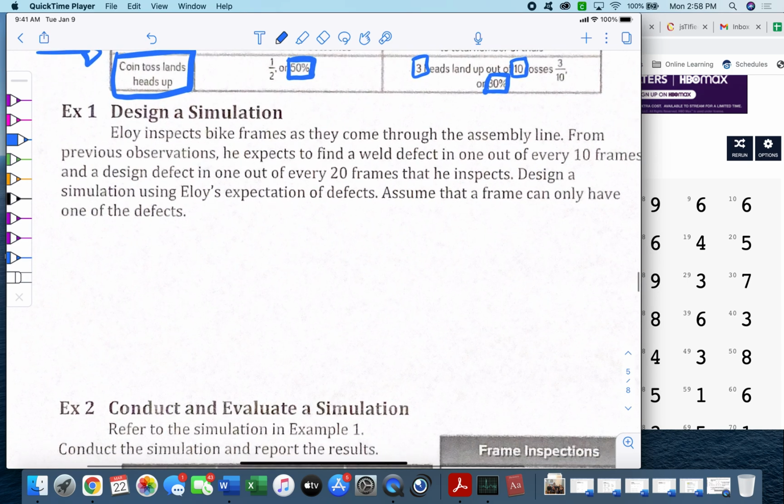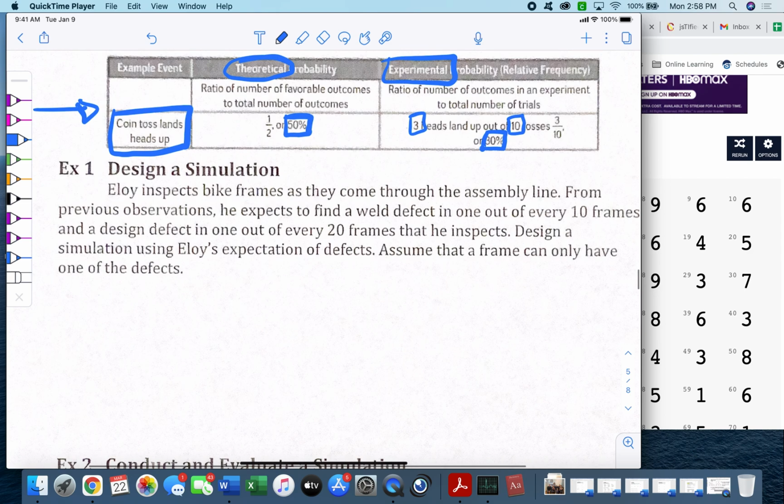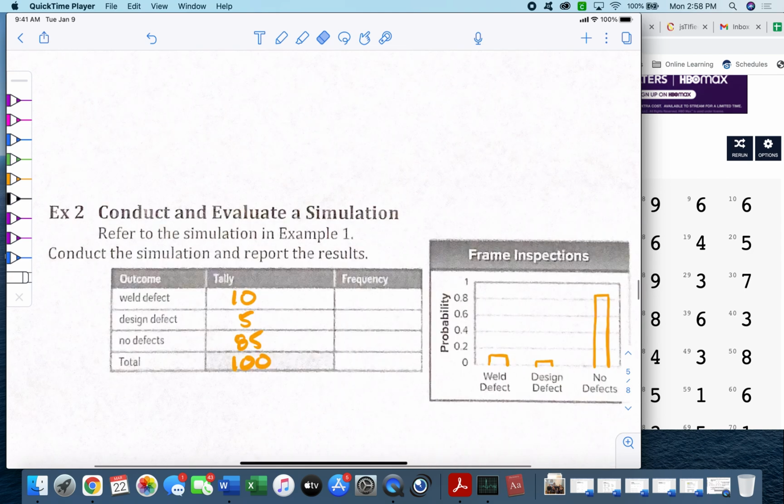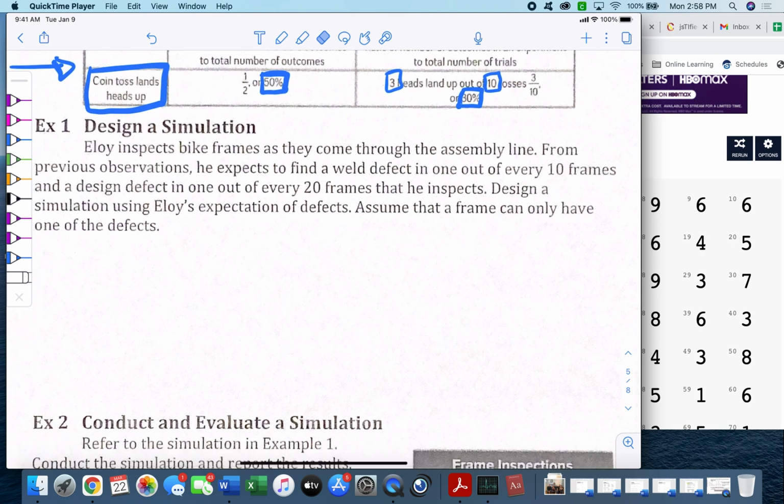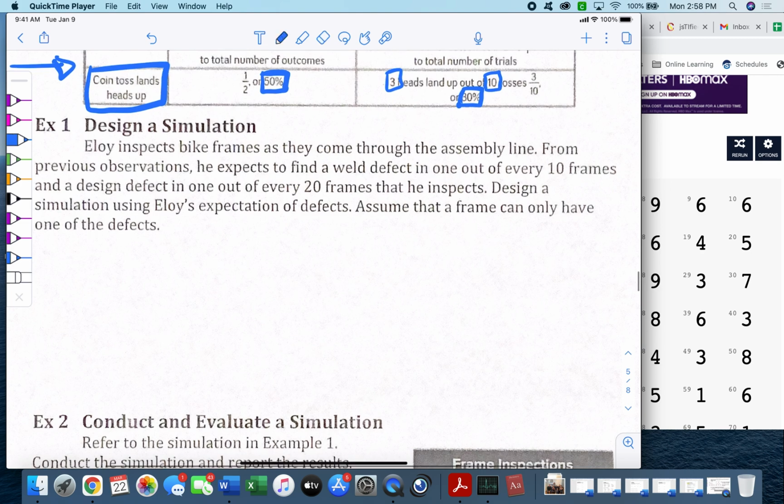All right, so example 1 and example 2 go together. We're going to design a simulation that reflects the things that we're talking about. Okay, so Eloy inspects bike frames. What's a bike frame? It's the metal piece on your bike, the metal piece that holds the tires on. That's the bike frame, okay? As they come through an assembly line.